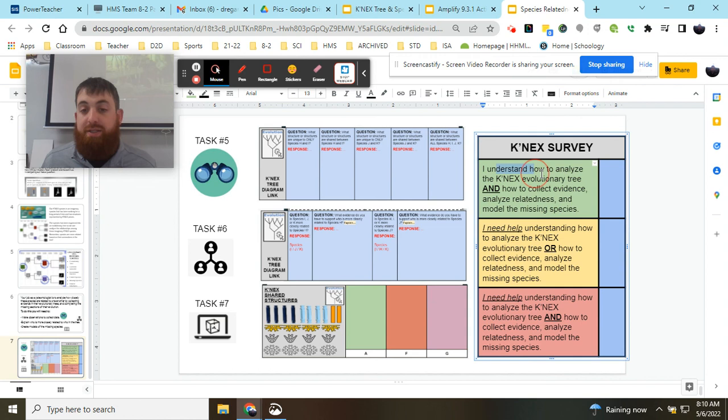So ask yourself, do you understand how to analyze the K'Nex evolutionary tree? And do you understand how to collect evidence, analyze their relatedness, and model the missing species? If the answer is yes, put your X in green. Otherwise, check in and good luck.